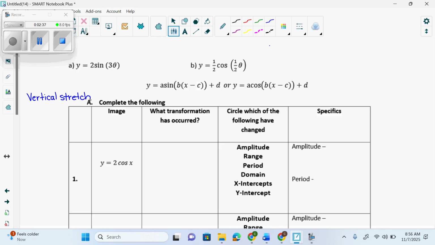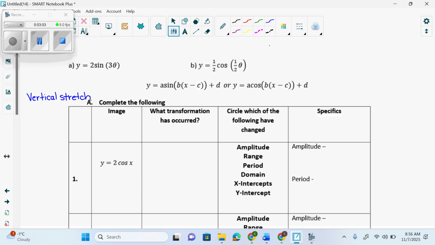Your normal amplitude on a cosine sine graph is what? 1. If I stretch it by 3, what's it going to be now? What do we do when we stretch? What operation? Multiplication. Okay, cool. We started with 1. We stretch it by 3. It'll be 3, because 1 times 3 is 3.